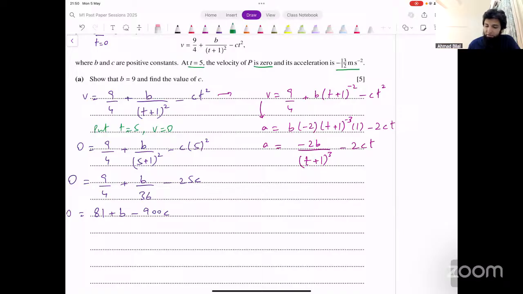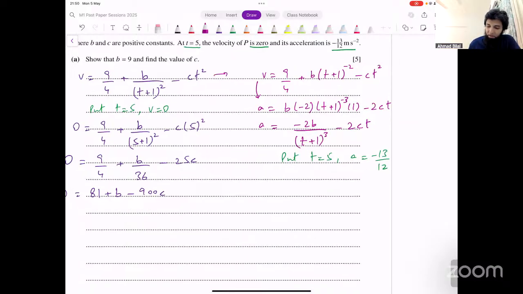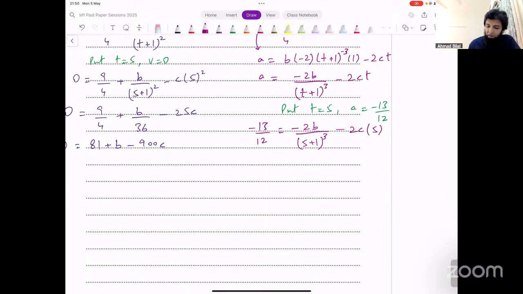Let's input values here. We can input t equals 5 and acceleration equal to minus 13 over 12. That's the point that they gave us. That will give us another equation. Minus 13 over 12 equals minus 2 times b divided by (5 plus 1) whole cube minus 2c times 5. Let's simplify everything now. We have minus 13 over 12 equals minus 2b over 6 cube, that's 216, minus 10 times c.